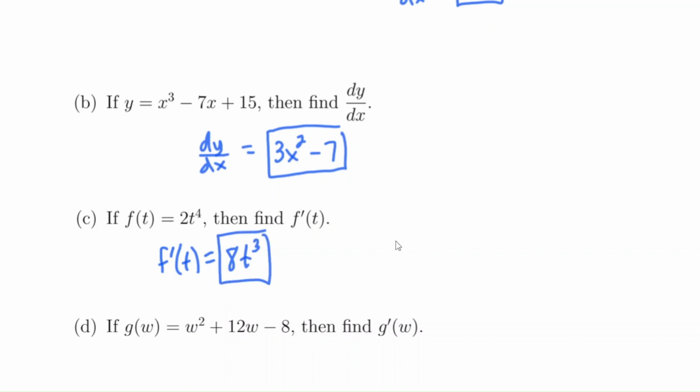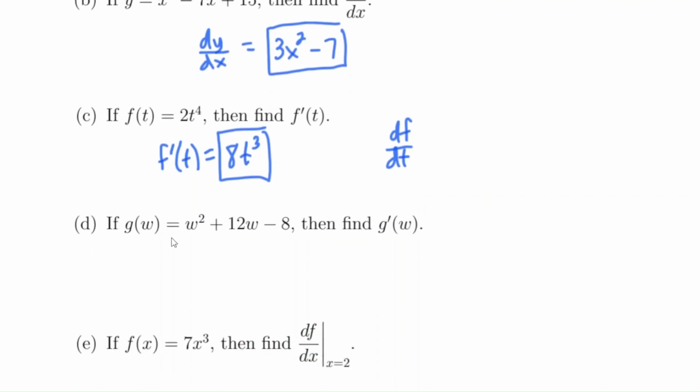Now, this could also be written as df dt. You wouldn't write df dx, you'd write df dt. But f prime of t, or df dt, is going to be 8t cubed. So we just have a different variable here. Or suppose we have g of w equals w squared plus 12w minus 8. What's g prime of w?